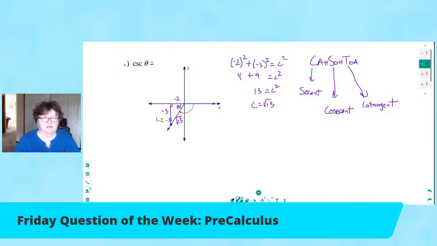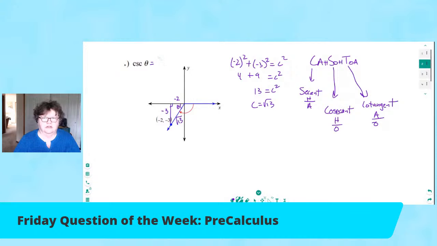So for secant, if cosine is adjacent over hypotenuse, secant is hypotenuse over adjacent. If sine is opposite over hypotenuse, cosecant then is hypotenuse over opposite. Tangent's opposite over adjacent. Cotangent is, wait for it, I can hear you shouting it, adjacent over opposite.